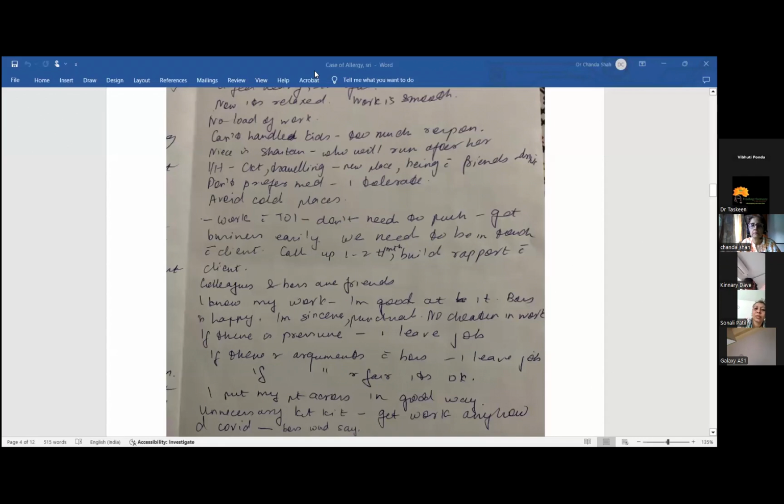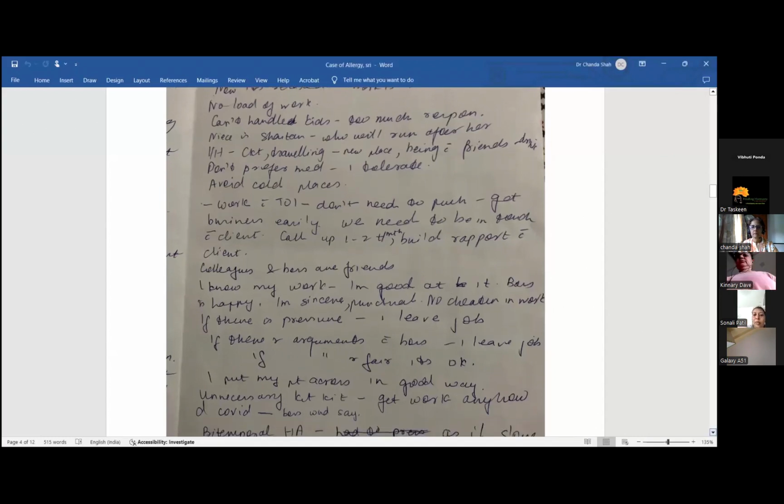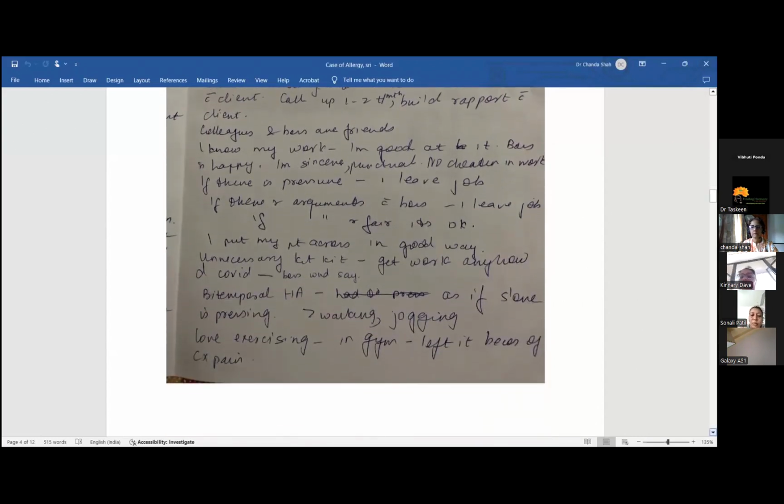If there is pressure, then I leave the job. I avoid arguments with the boss. If arguments are fair, then it is okay. I put my point across in a good way. I don't like unnecessary kit-kit or nagging. I get work anyhow.